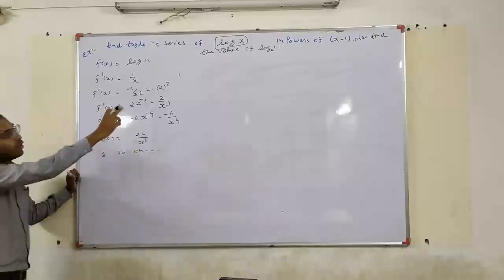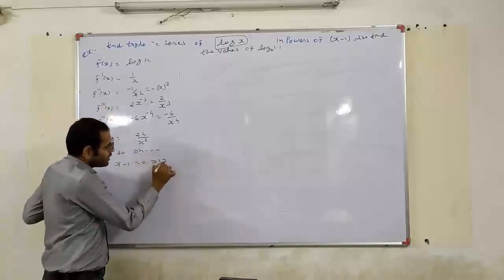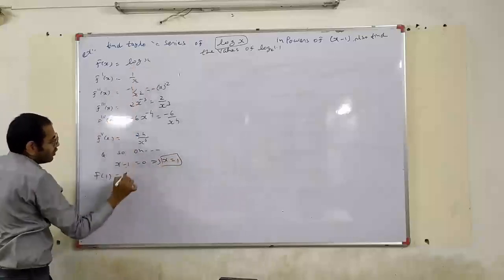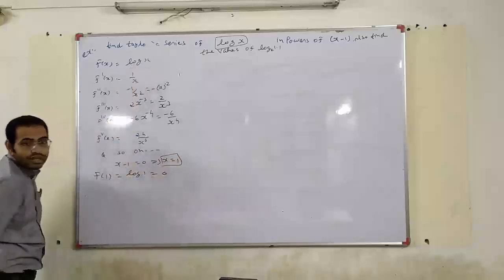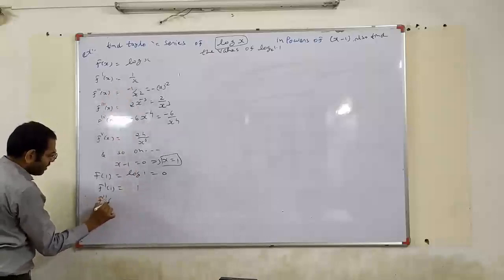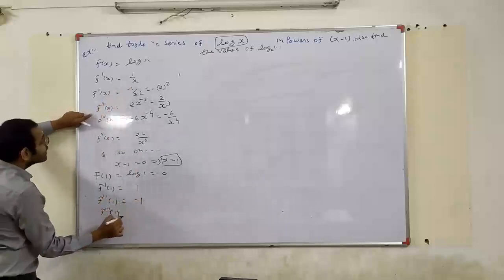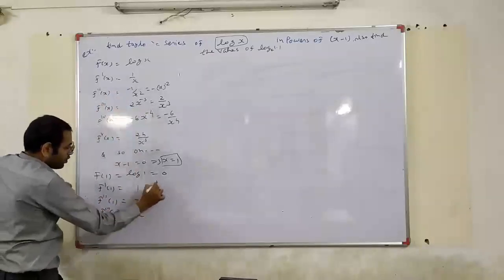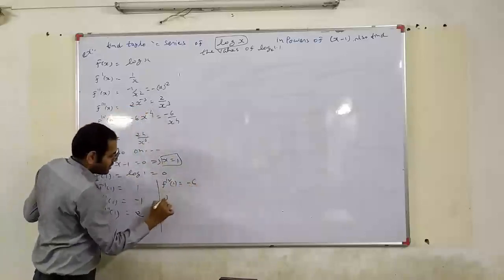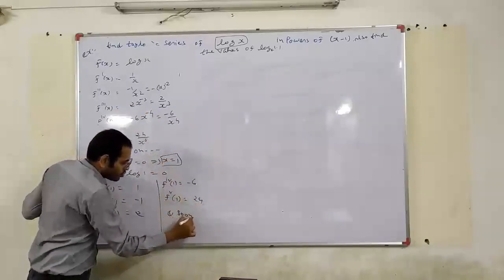Now substitute the value x as 1, because here we have powers of x minus 1, so x equals 1. Then f of 1 equals log 1, and the value of log 1 is 0. f dash of 1 is 1, f double dash of 1 is minus 1, f triple dash of 1 is 2, the fourth derivative gives minus 6, and the fifth derivative gives 24, and so on.